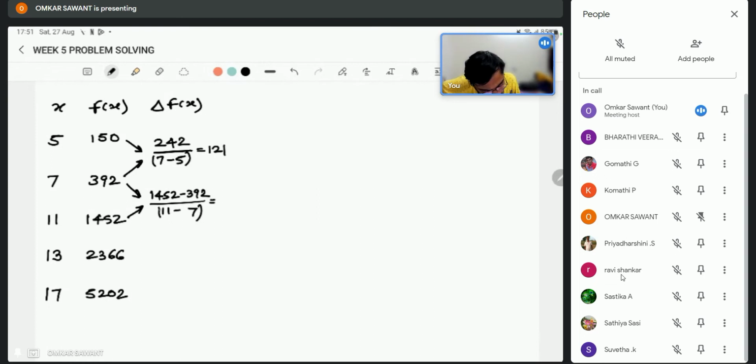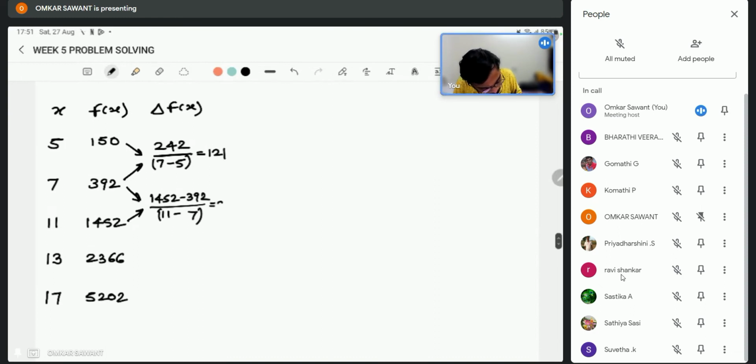But in divided difference, we will not only find out the difference. We will find out the difference, 265. Yes, correct. So we will find out the difference and divide it by the respective difference in the x values. Okay, correct.